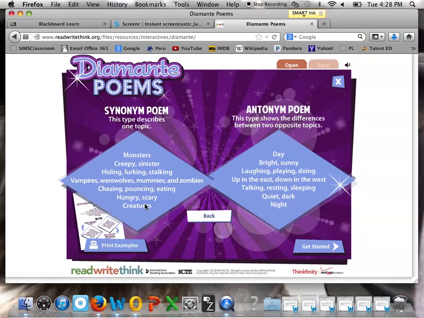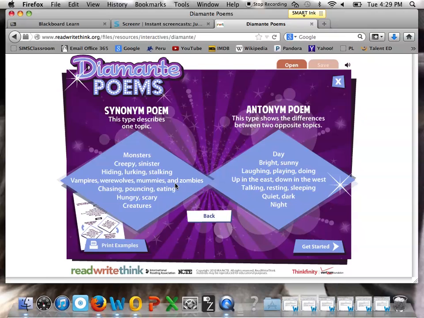If you'll notice, the first word and the last word are synonyms. Now the second line and the second to last line are describing words for monsters and creatures. Creepy, sinister, hungry, scary. Those describe monsters and creatures. Now, hiding, lurking, stalking, chasing, pouncing, eating are things that monsters and creatures do, or action words. And then that middle line is the only one that doesn't repeat. Vampires, werewolves, mummies, and zombies. Those are examples of monsters or creatures.